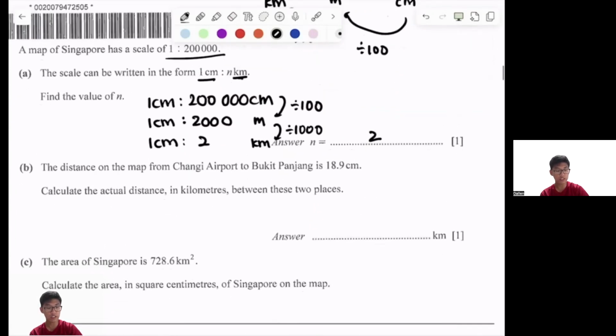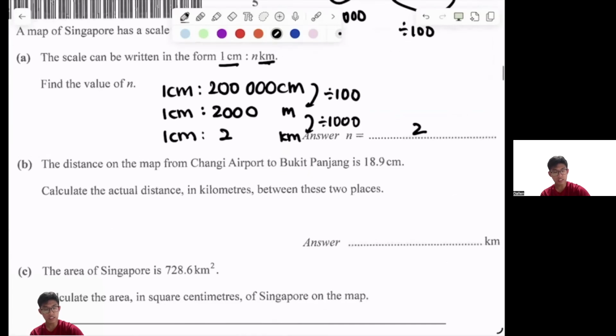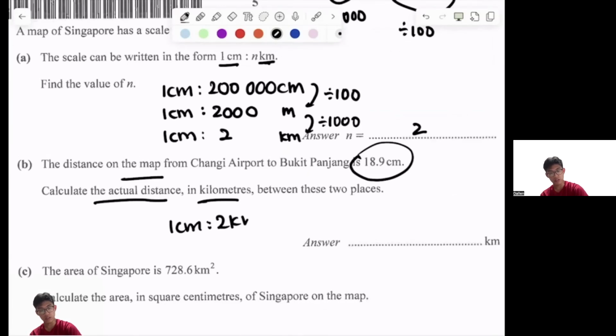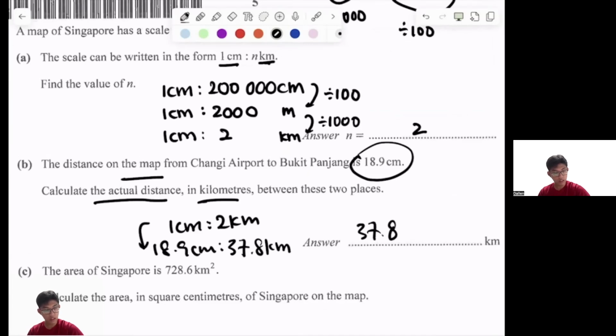Okay, the next question is easy. The distance on the map is this. Find the actual distance in kilometers, right? So just use the ratio. Actual distance is 37.8 kilometers. So how do I get 37.8? I look here, times by 18.9. So here I'll also times by 18.9.